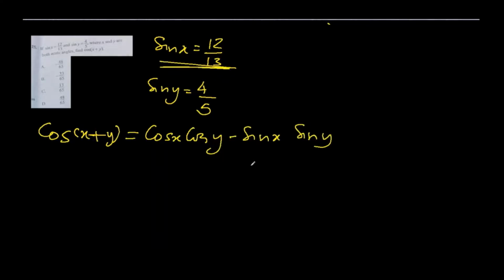Sin x we know is 12 over 13. Sin y also we know it is 4 over 5. Only problem is that we don't know cos x and cos y. So there are two ways of doing it. I'm doing the easier one. Draw a right angle triangle.